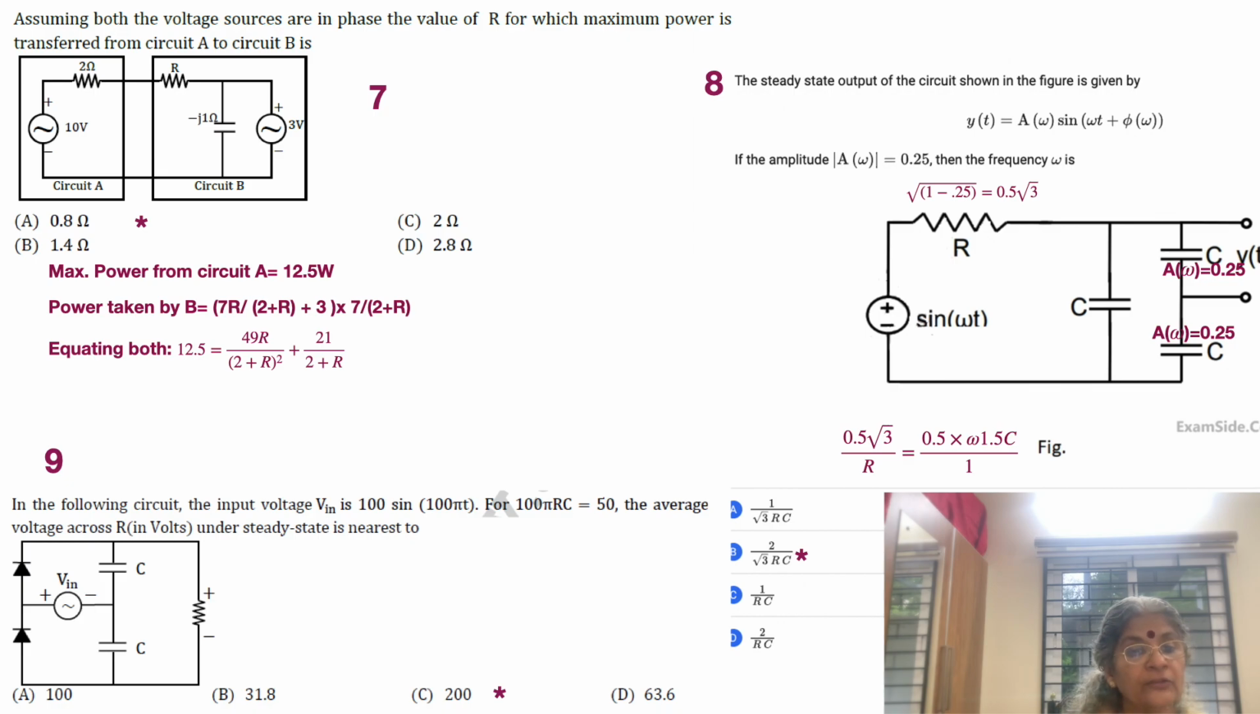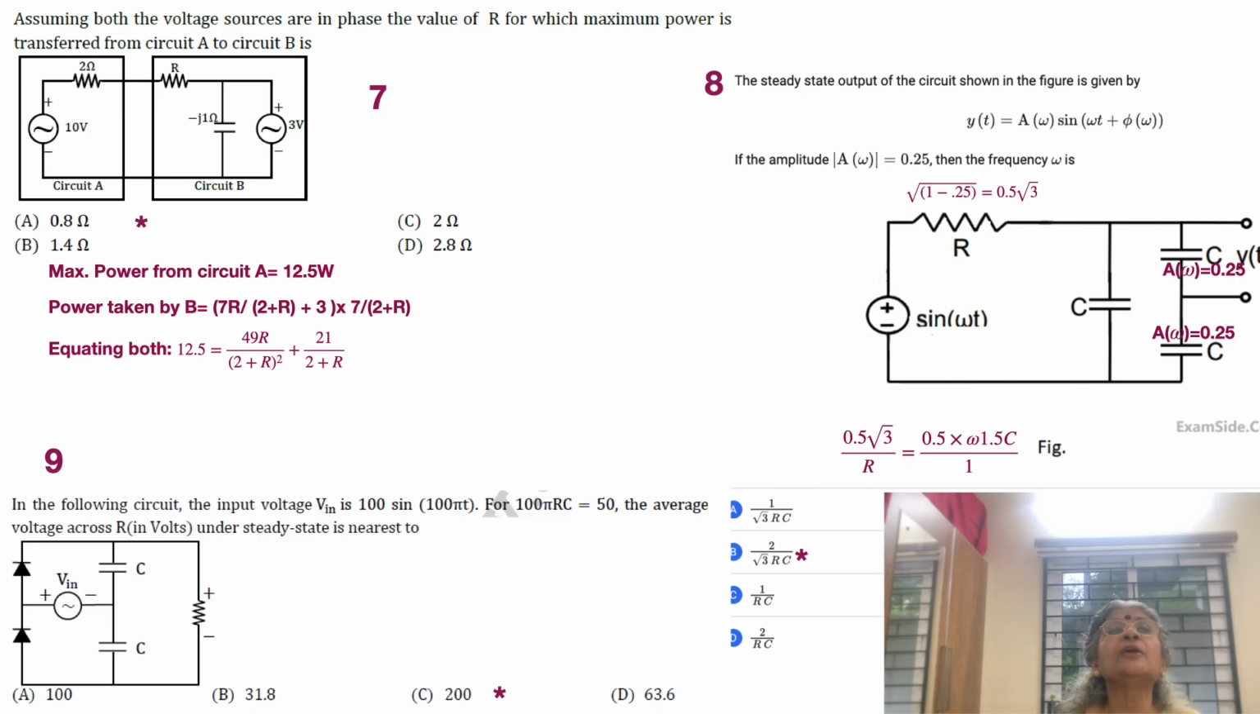What all is consuming power? One is of course the resistor. The voltage across the resistor is 7 divided by 2 plus R into R. Voltage into current is what we use to find the total power. The next component is the 3 volt source itself, which also draws the current 7 divided by 2 plus R. So we have 7 divided by 2 plus R into R as the voltage across the resistor, and the voltage across the capacitor branch is 3 volt. Both these voltages are multiplied by 7 by 2 plus R.